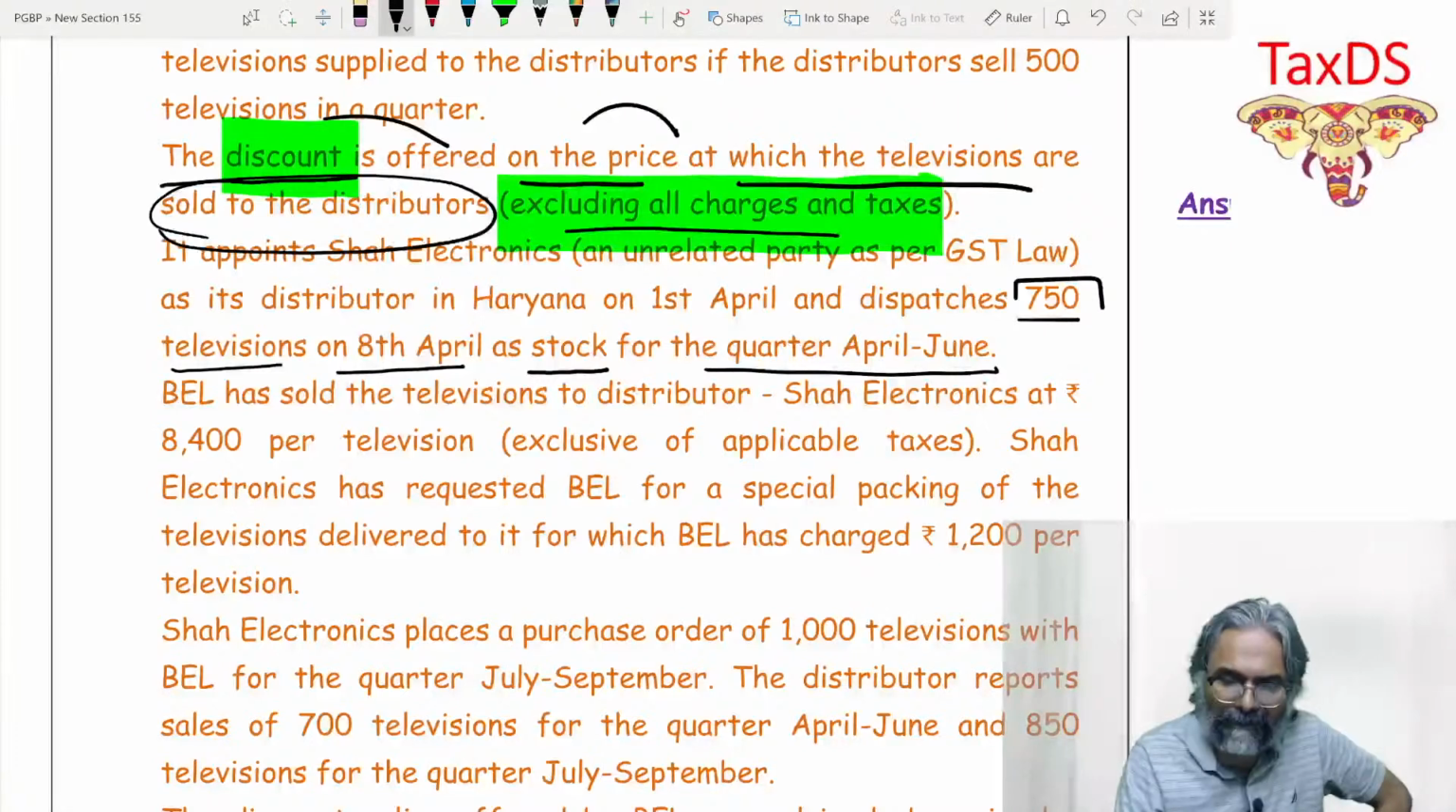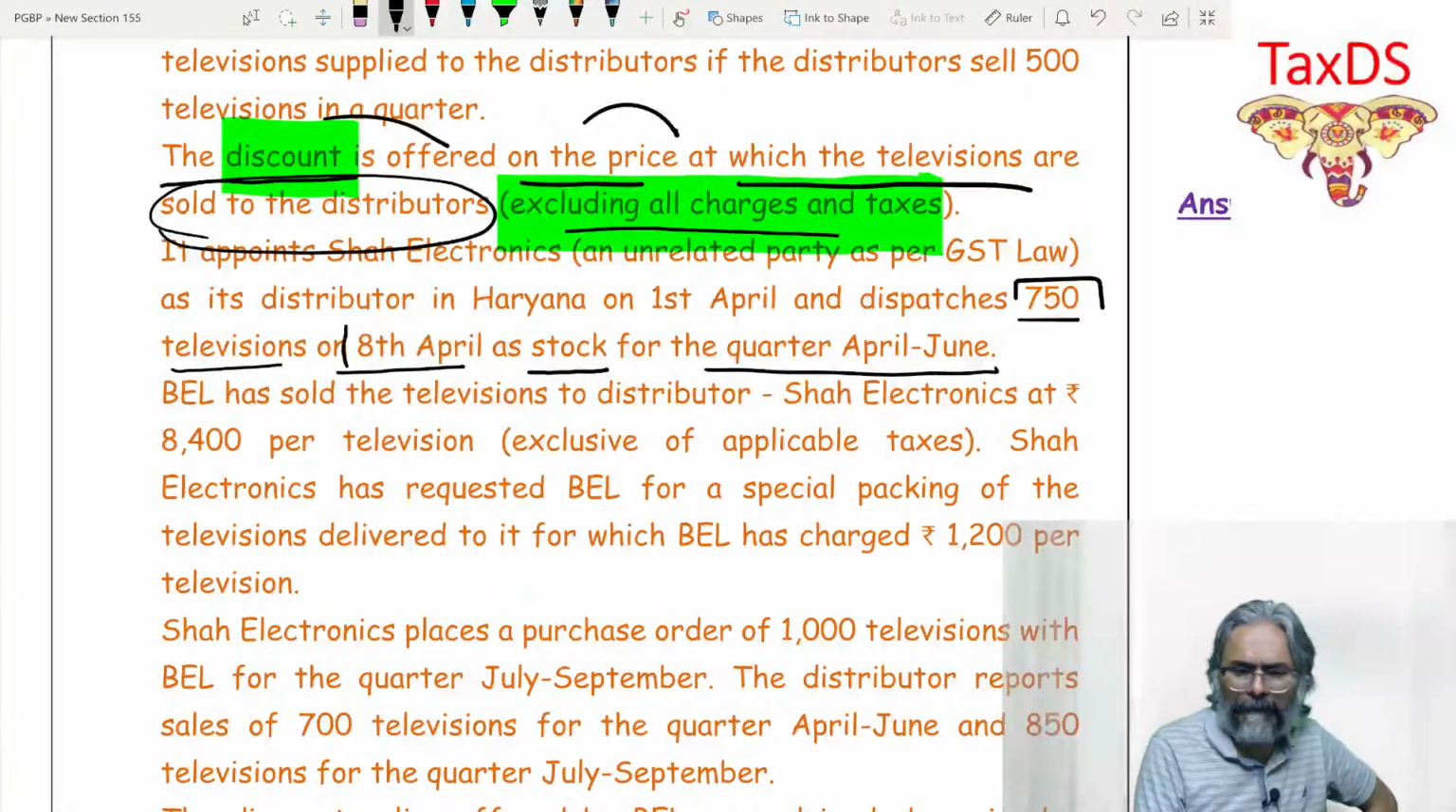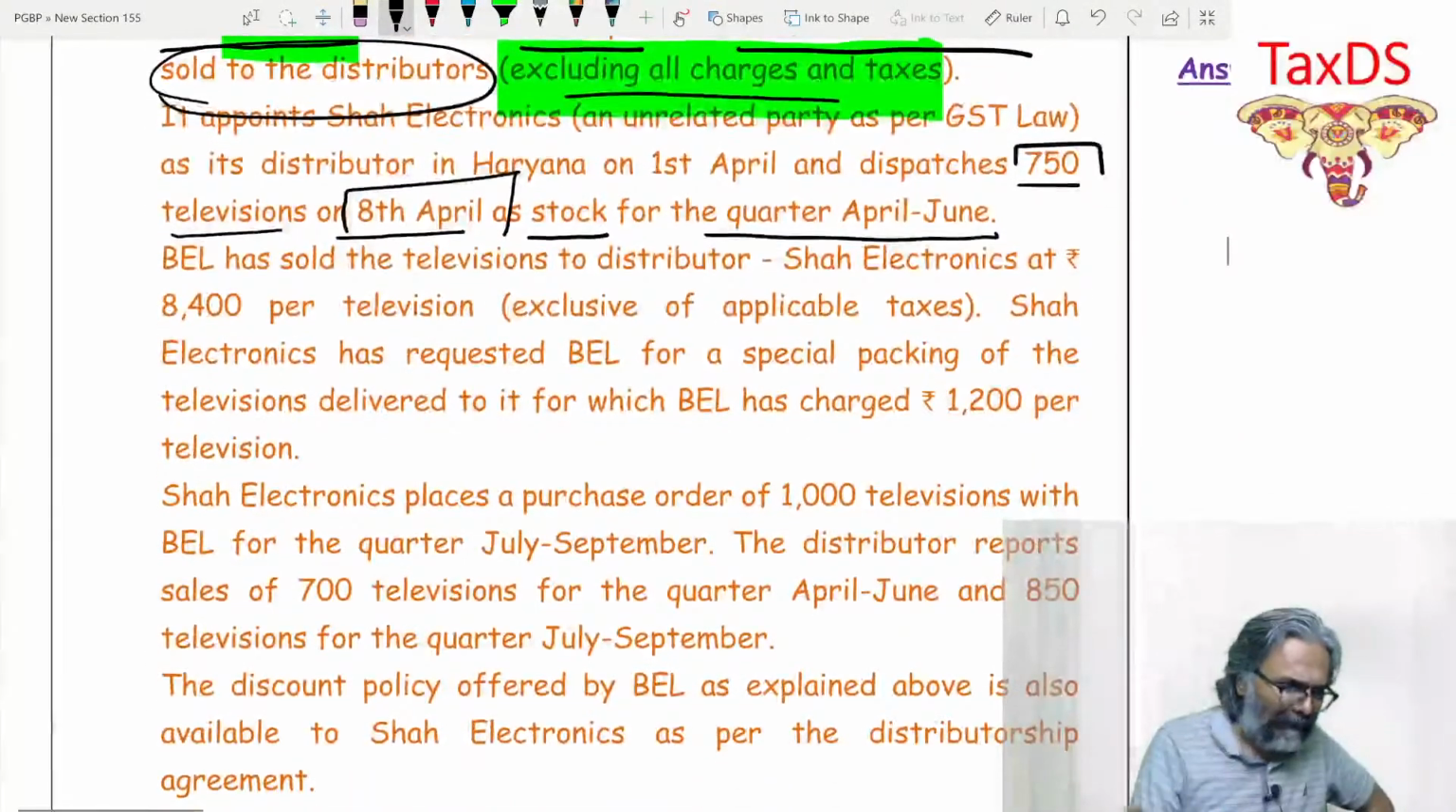Second quarter, students, it is how much? Only the first quarter has been given. Okay, anyway. So the dispatch has happened on 8th April. Read further.